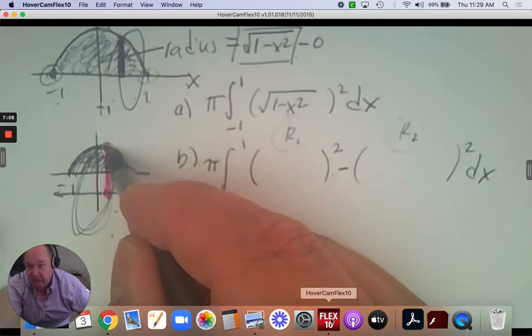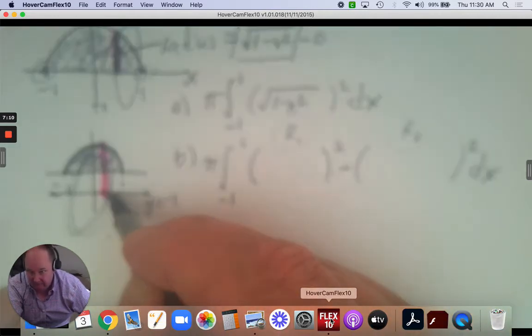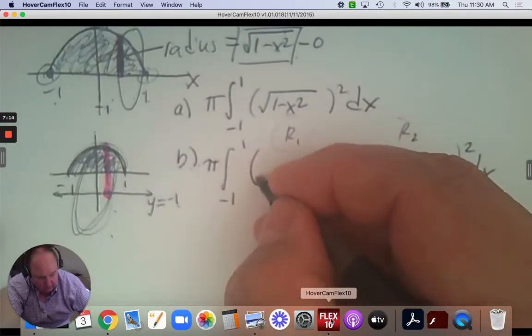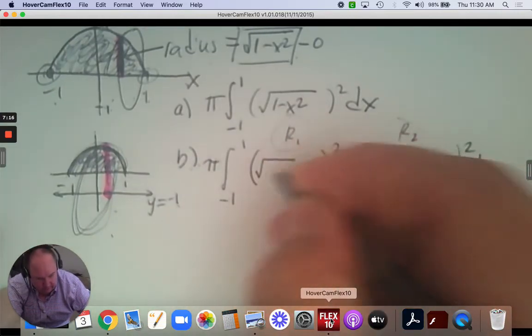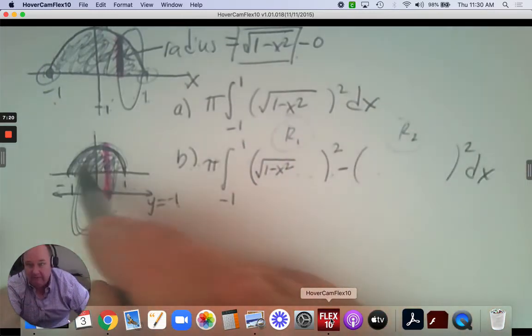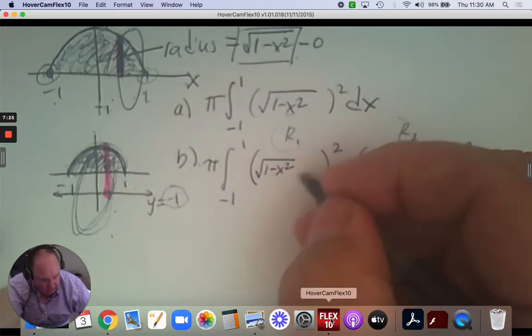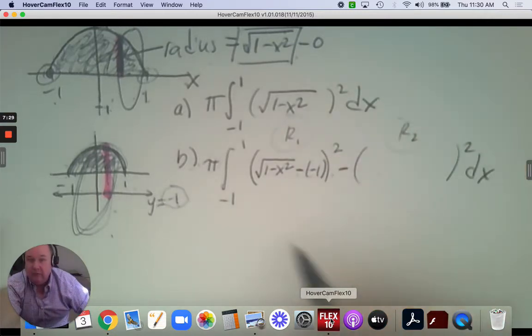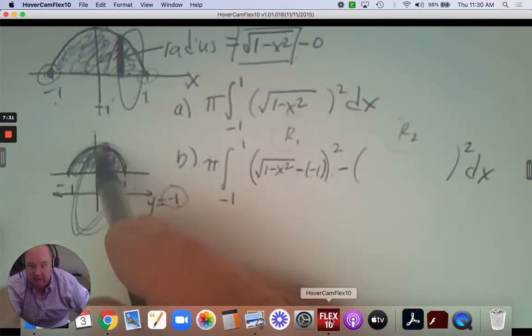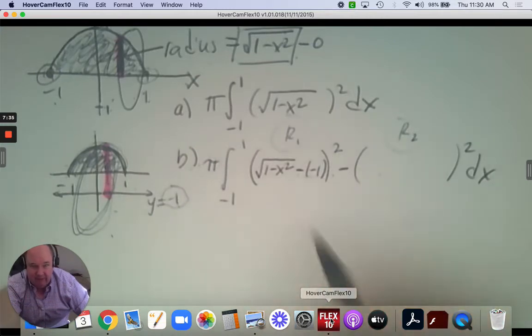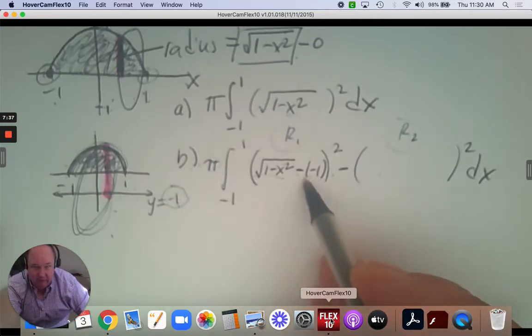Then I'm going to go top, subtract bottom. The top is that semicircle, which is the square root of 1 minus x squared. The bottom is -1, so we're going to subtract -1. In other words, we're going to add 1 to that radius. Subtract negative, and that's squared. So that's top, subtract bottom.